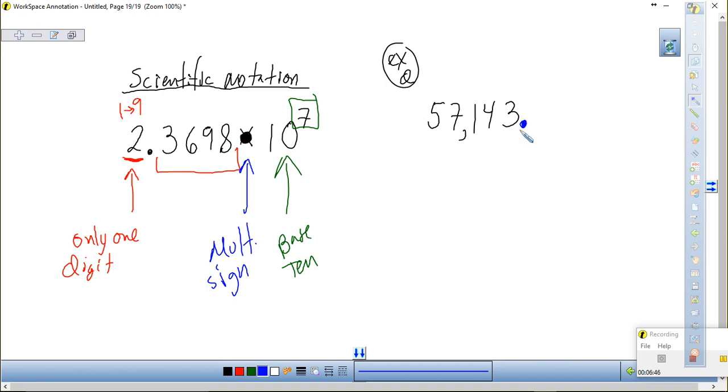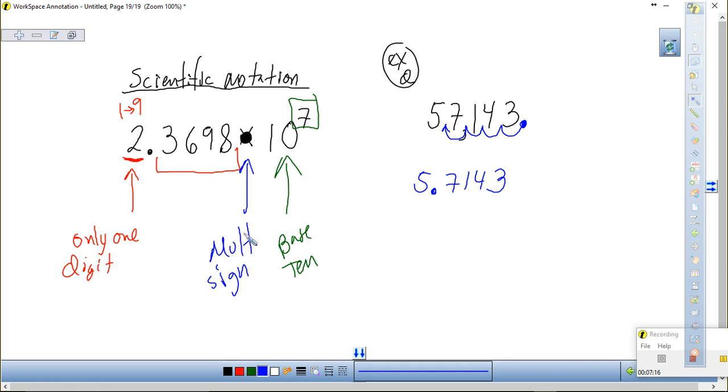So what is the first rule? Focus, please. What is the first rule that we find out here that a scientific notation should have? How many digits on the left side of the decimal? 1. How many does this one have? 5. 1, 2, 3, 4, 5. So what do we need to do to the decimal? Move it 1, 2, 3, 4 times. So our new number would be 5.7143. Are we there so far?